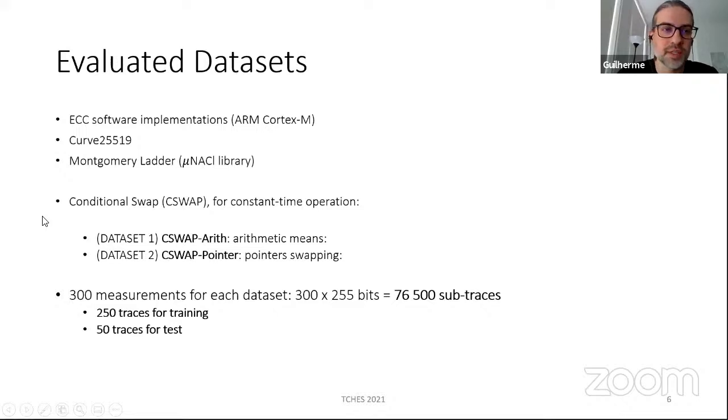We consider two different data sets. The data sets come from the same device, which is a software implementation on an ARM Cortex-M of ECC scalar multiplication on curve 25519, a Montgomery ladder implementation of scalar multiplication. The main difference between the two data sets is in the conditional swap operation for constant time: one is computed using arithmetic means, and the other using pointer swapping. We measured 300 traces, 300 scalar multiplications, and every scalar multiplication has a random private key, which is a random scalar. We split all these traces into subtraces, which gives us 76,500 subtraces. We use 250 traces for training and 50 traces for testing.